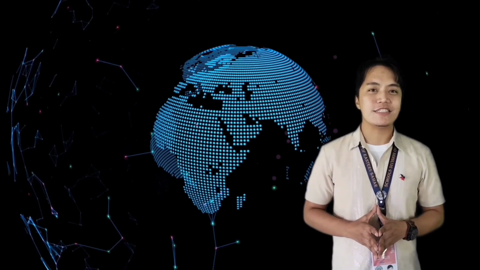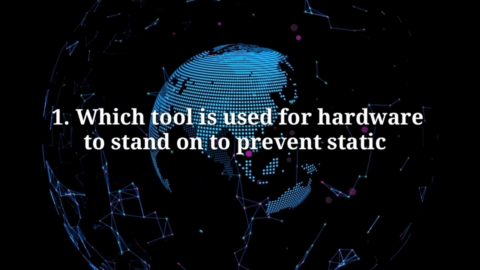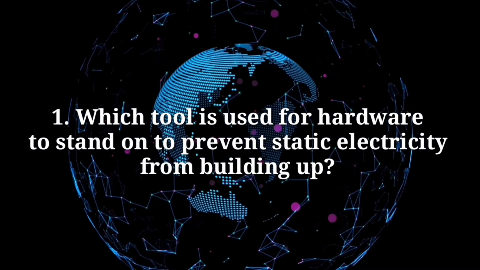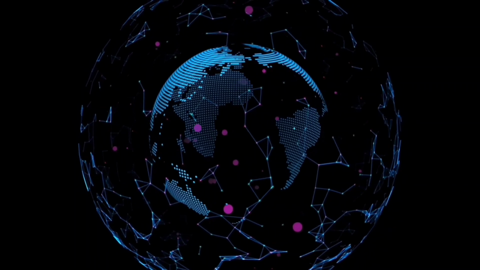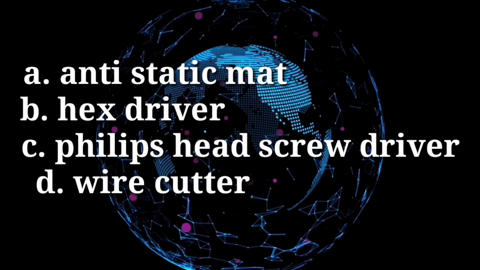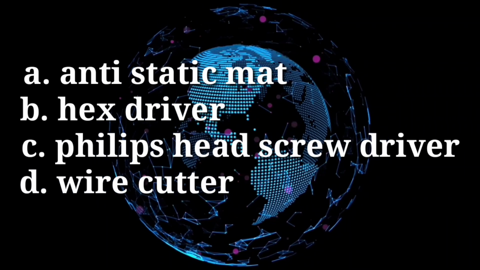Let us now have a quiz. You have to select the letter of the correct answer. Write your answers in your notebook. Number 1. Which tool is used for hardware to stand on to prevent static electricity from building up? A. Anti-static mat. B. Hex driver. C. Phillips head screwdriver. And D. Wire cutter.